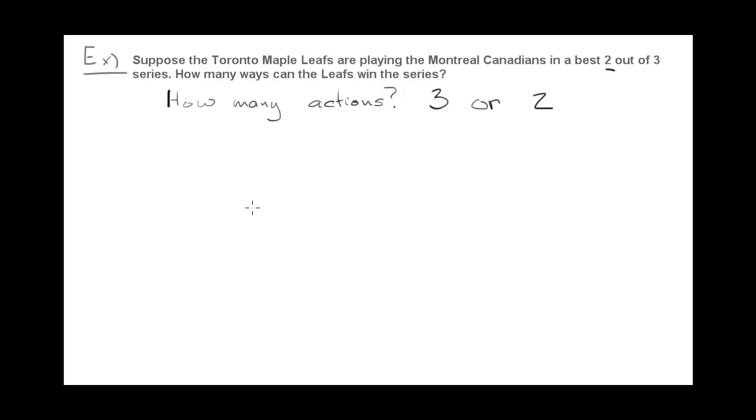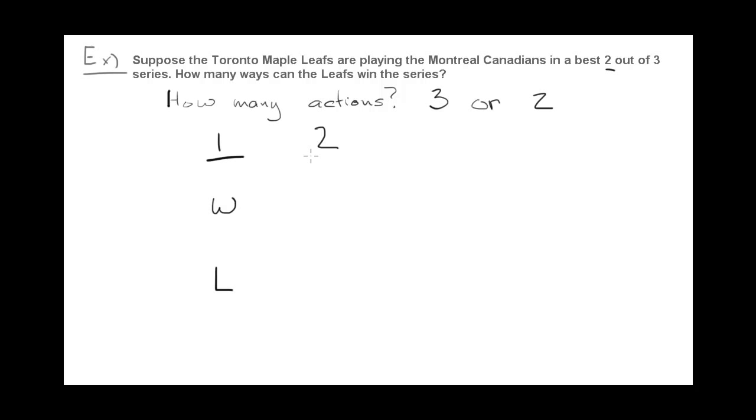So that's going to make our tree diagram look a little different because you won't necessarily have the 3 branches. You might only have 2. But we'll start it just the same way. So action 1, W will be for a Toronto win, L will be for a Toronto loss. So what are the 2 outcomes? They could win or they could lose. They can't tie because we'll assume it's the playoffs where you can't tie. They'd go to overtime and you have to win. There has to be a winner.